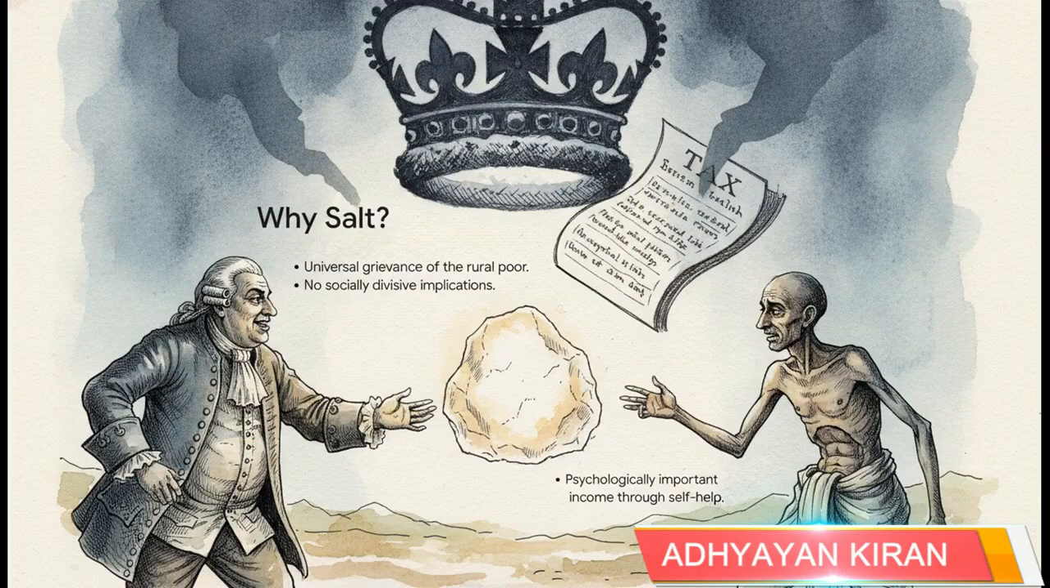Think about the logic here for a second. Everyone, from the wealthiest merchant down to the most destitute farmer, needed salt to survive. By taxing it, the British were essentially slapping an inhuman poll tax on millions of starving people. Opposing the salt tax was this incredibly universal grievance that completely bypassed dangerous social divides like caste or religion. Plus, the act of making salt offered the rural poor a huge psychological boost through self-help while giving city dwellers a powerful, highly symbolic way to identify with mass suffering. It was, quite literally, the perfect unifying spark.